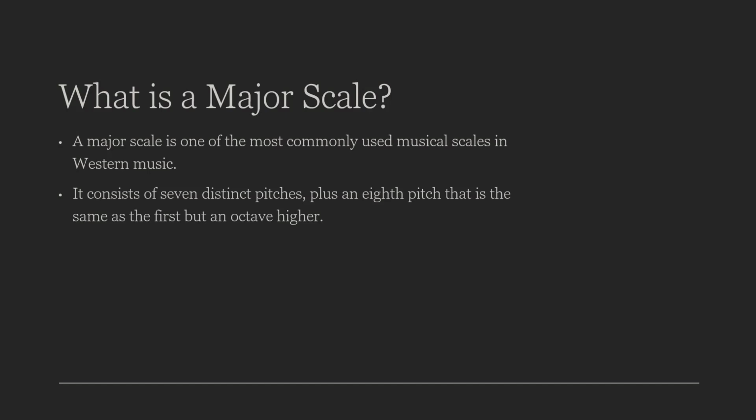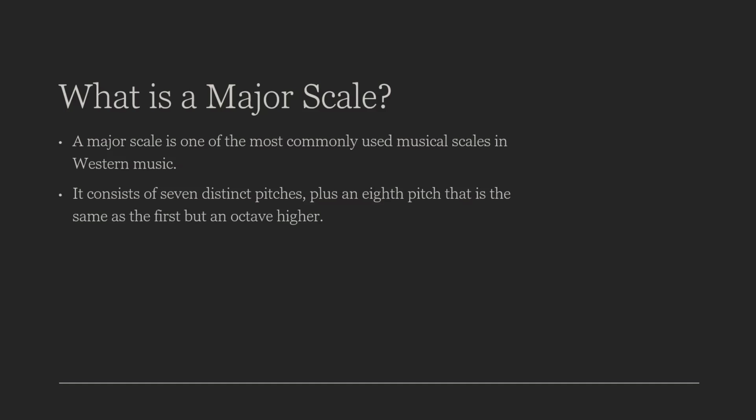So if you look at the second definition, it consists of 7 distinct notes. Do, re, mi, fa, sol, la, ti. Then the 8th pitch that is the same as the first, which is do, but an octave higher. So if I say do, do, that's the octave of the first pitch. So do, re, mi, fa, sol, la, ti, do. That makes up a scale, rather, a major scale.